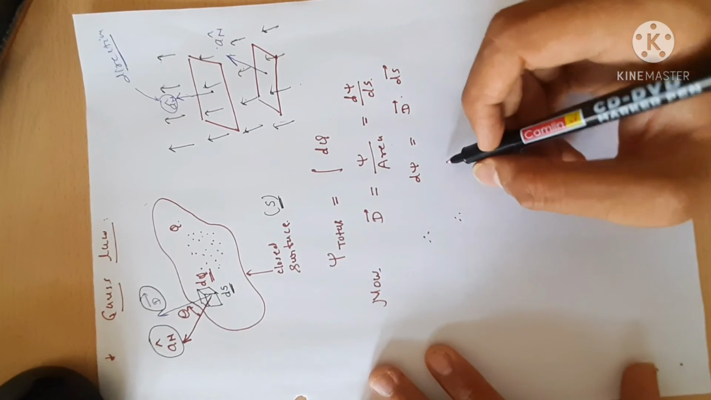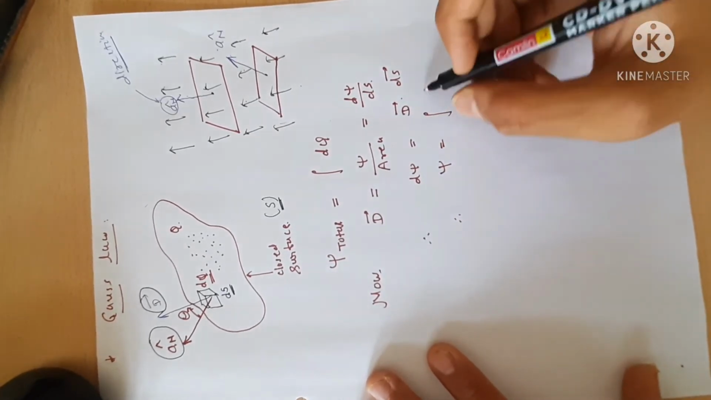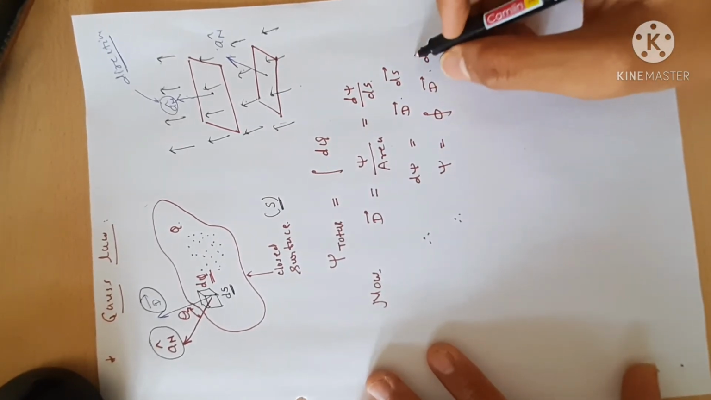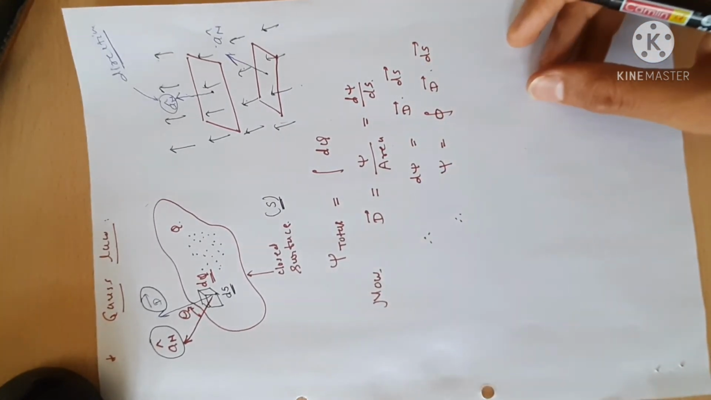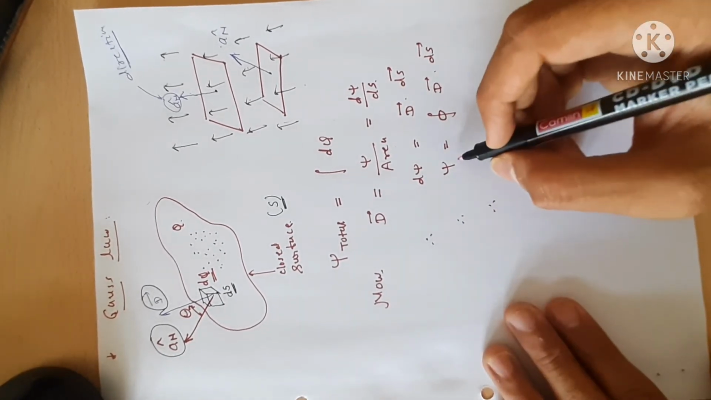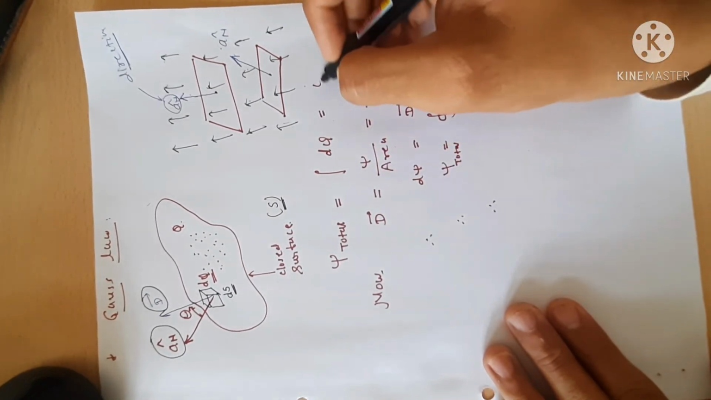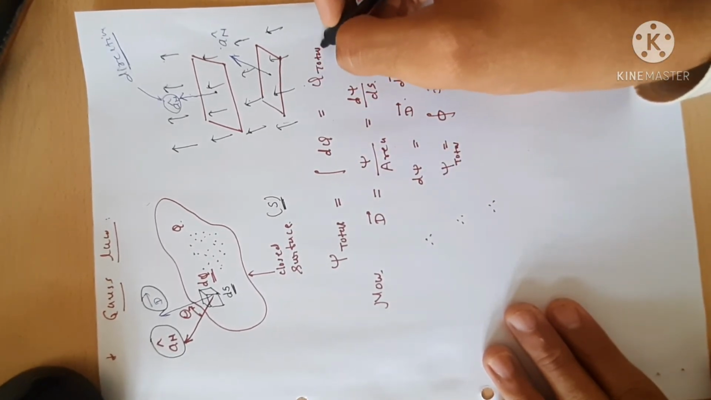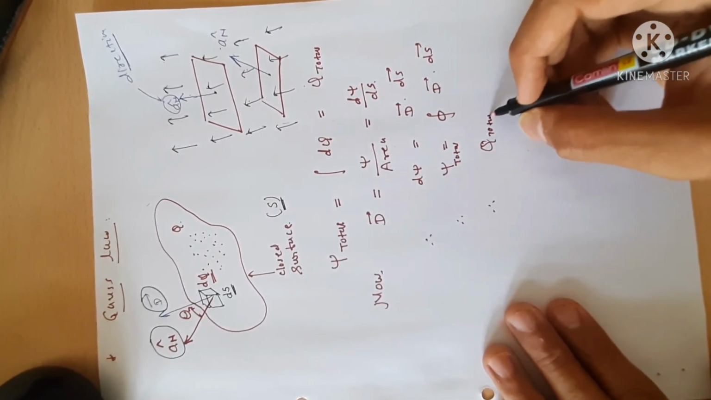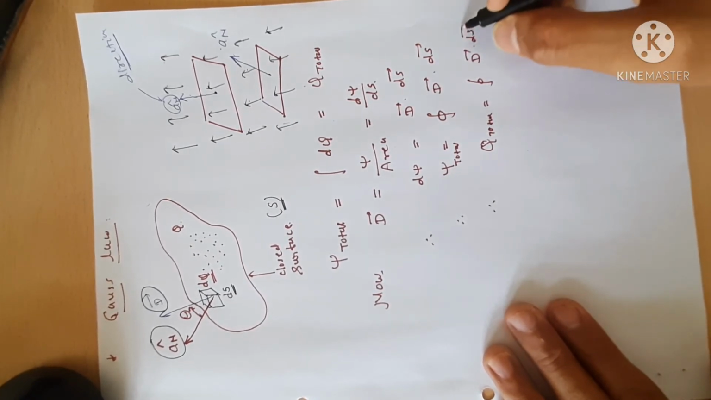So psi is equal to the closed surface integration of D dot dS. But what is psi total? Psi total is the integration of dQ, which is Q total. So I can write Q total is equal to the closed surface integration of D dot dS.